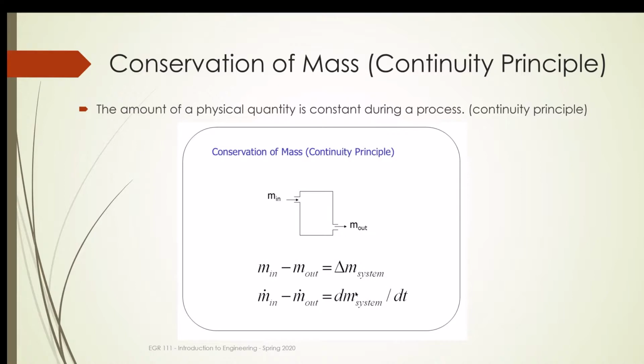And you see it's written as a derivative here. You could also write this, for our case, if it's constant rates, as delta M system over delta T, okay? All right, we'll take a look at systems with that.